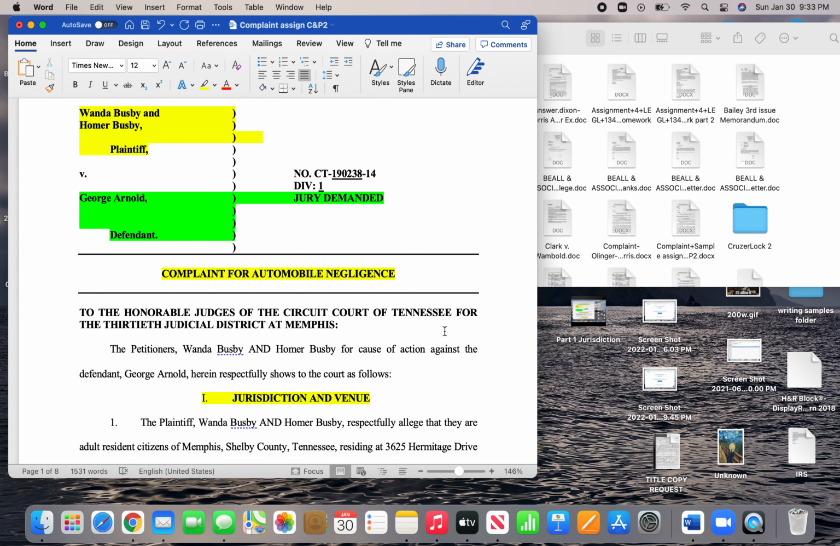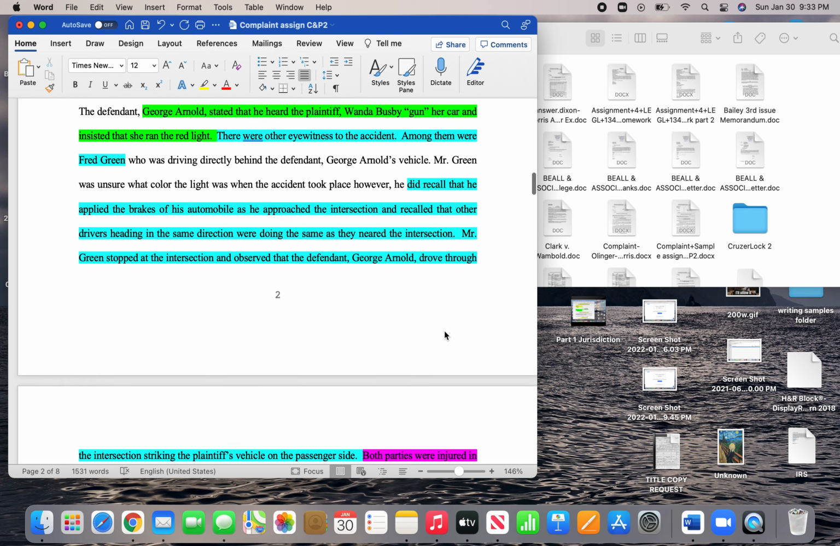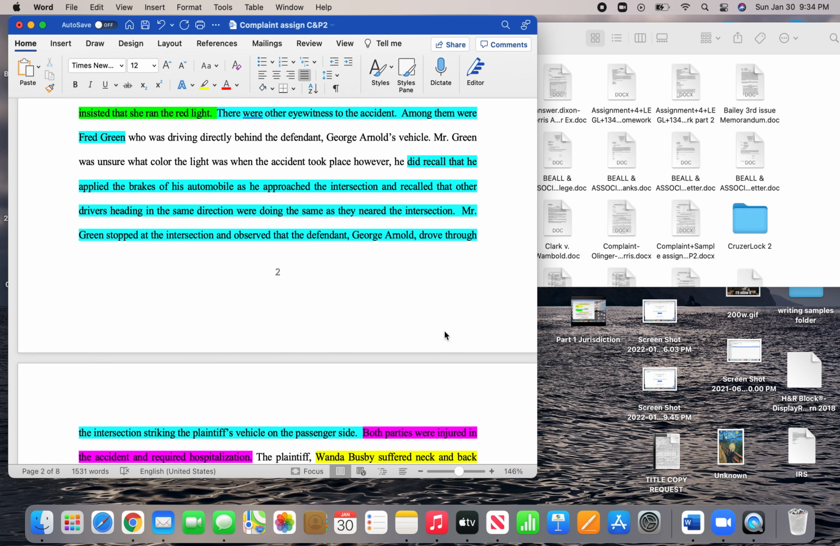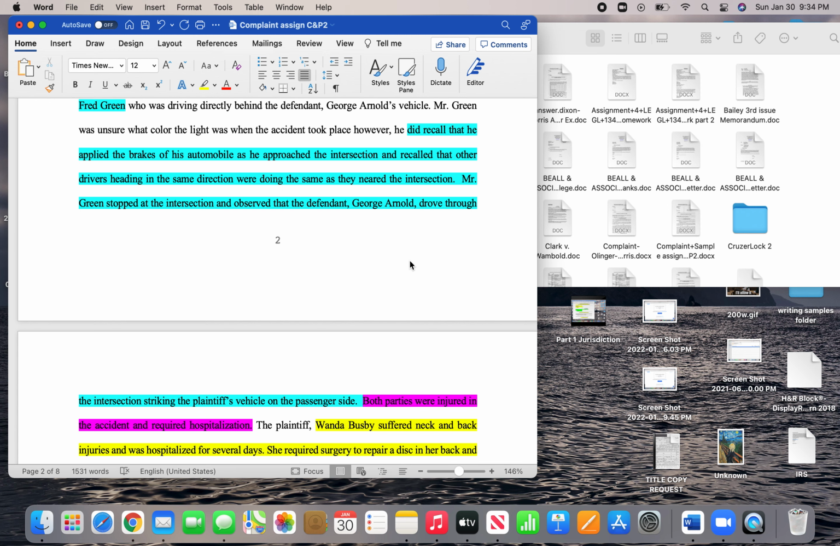So let's say if we flip it, and let's say George, as I mentioned before in the facts of the case, also sustained injuries. Now there were several witnesses to the accident, and among them was Fred Green. Green recalled that he applied his own brakes as he approached the intersection, and he recalled the other drivers heading in the same direction. Also, Green stopped at the intersection and observed the defendant George Arnold drive through the intersection, striking the plaintiff's vehicle on the passenger side.